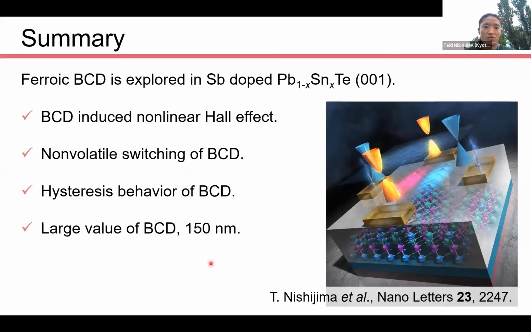And to summarize my talk, we explored ferroic behavior of Berry curvature dipole in topological crystalline insulator, and we observed non-volatile switching of Berry curvature dipole and related nonlinear Hall effect, and we successfully observed hysteresis behavior. And this is already published in Nano Letters, so please find it if you are interested. Thank you.